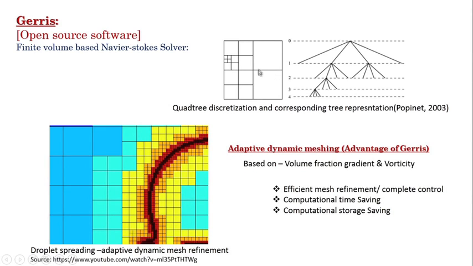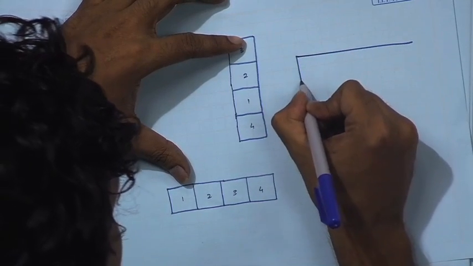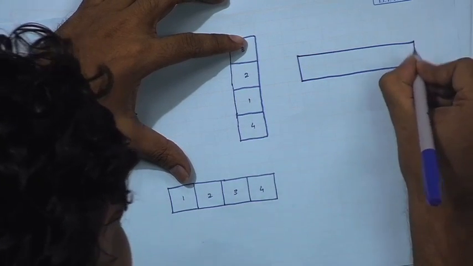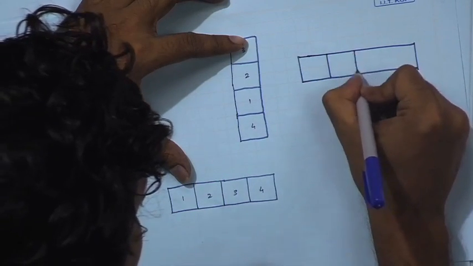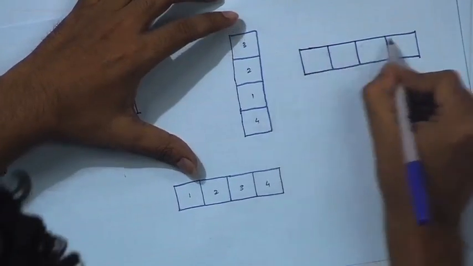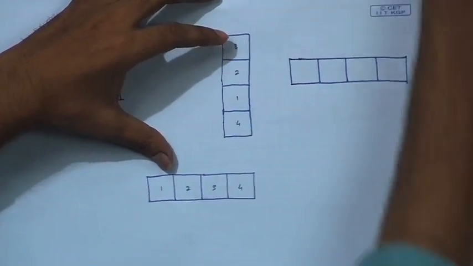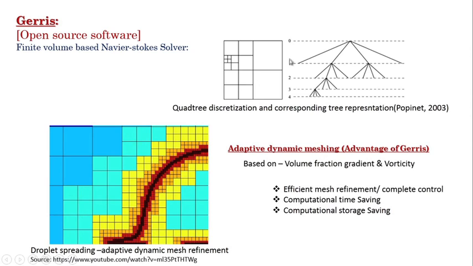So let us see how it adapts dynamic meshing. Actually, what Jitter does, it usually contains square boxes for 2D simulation and cube boxes for 3D simulation. Suppose this is our computational domain, it will create a number of boxes based on the user. So here you can see the refinement levels. At 0 refinement level, one box will be subdivided into 4 boxes, and in the next refinement level, any of the boxes can again subdivide into another 4 boxes.